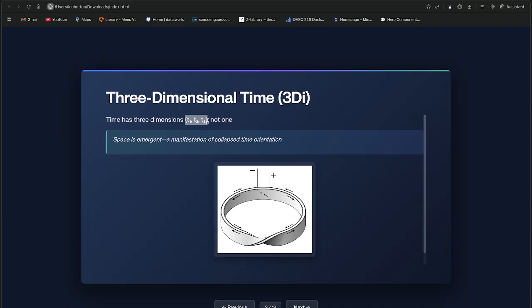And what I mean by that is space is not fundamental, but rather emergent, and it arises as a projection when the manifold collapses and orients locally. Topologically, think of this Möbius strip here, where it's non-orientable, continuous, inside and outside connected.